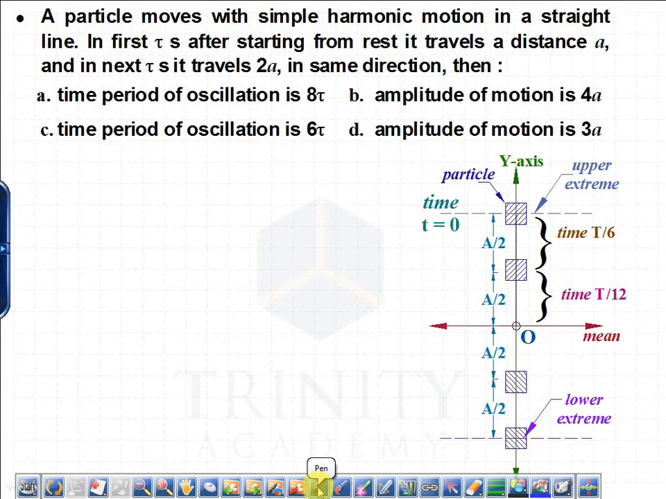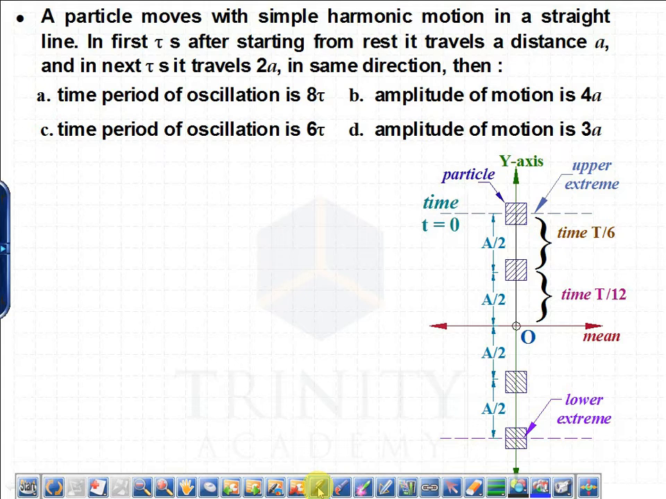A particle moves with simple harmonic motion in a straight line. In first tau second, after starting from rest, it travels a distance a, and in next tau second, it travels twice a in same direction. Now we are required to find out the correct option from the four options given.